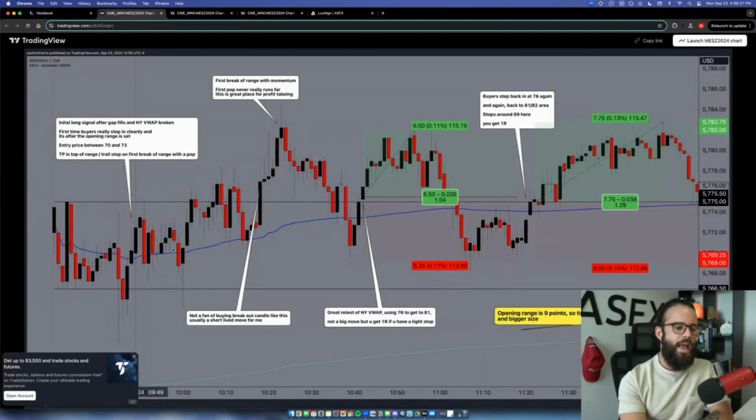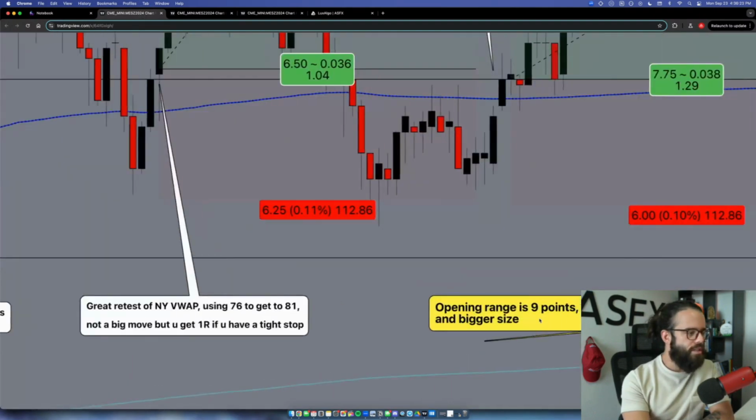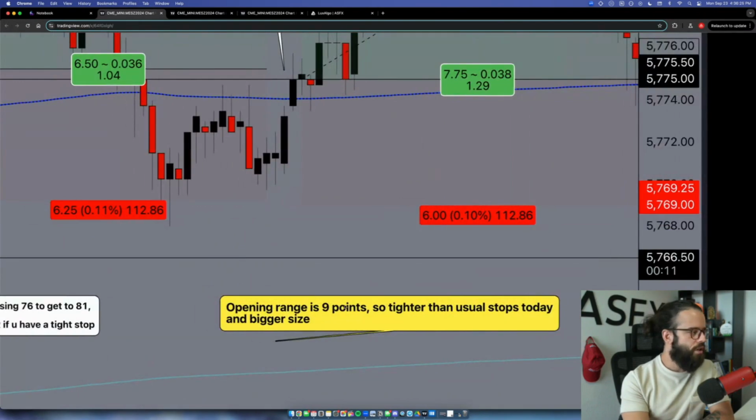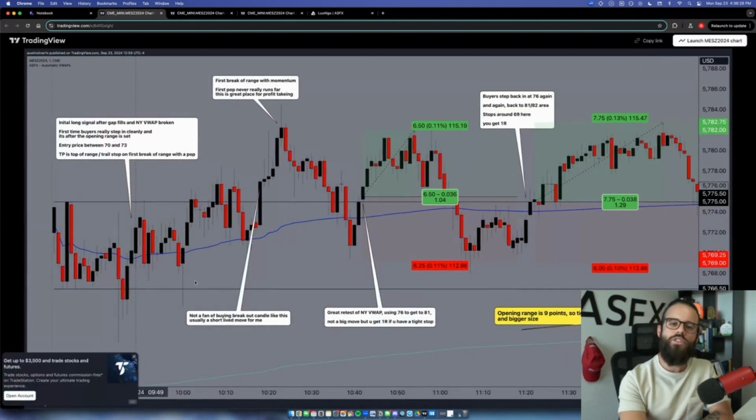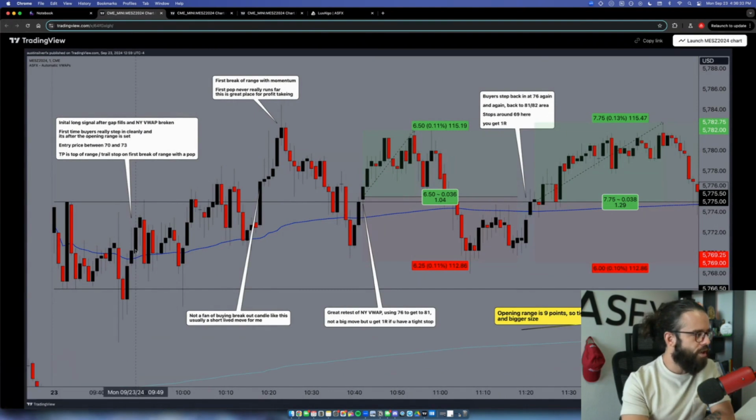I like to do these snapshots of the day. The big note here is down in the bottom. Opening range is 9 points, so tighter than usual stops today and a little bit bigger size. That's the note to take away from. So you can have that initial long that we took here on stream. That was the win everybody caught with me. And I think that's a better long than buying this breakout candle here.